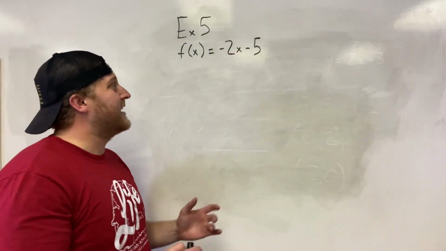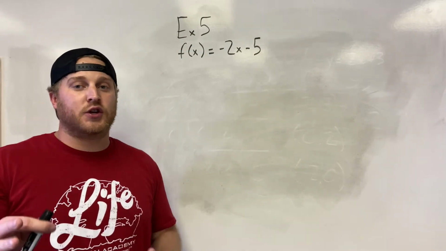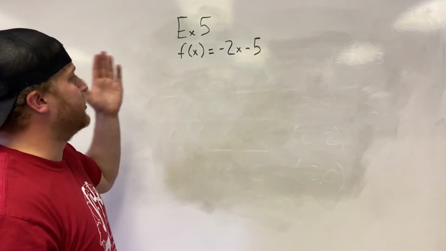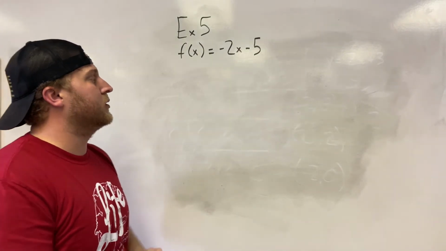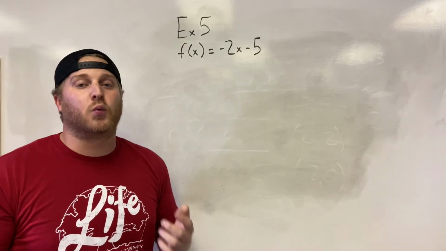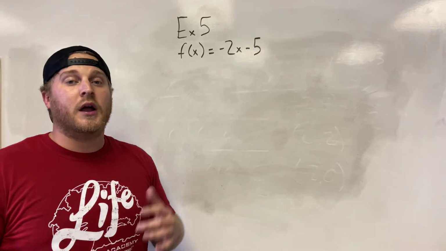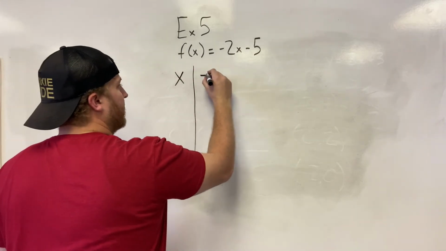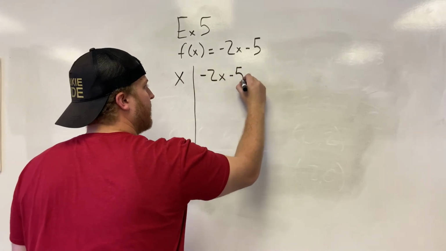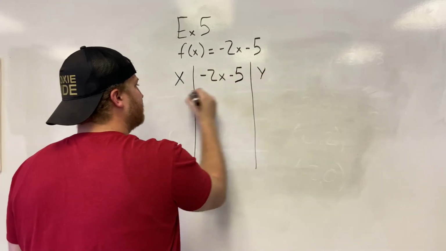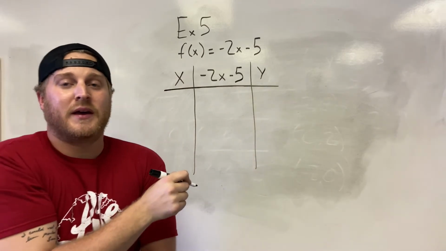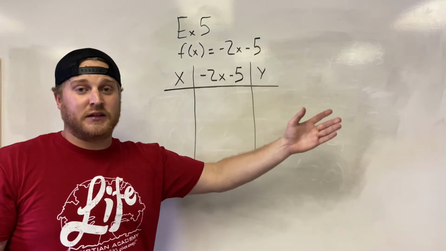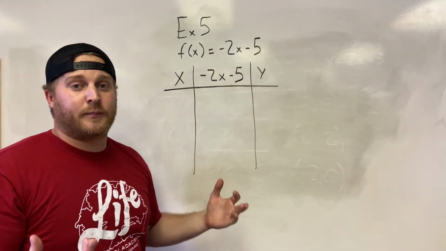All right, let's do our last example for this section and then you can start on your assignment. So example 5 is graph the linear equation f of x equals negative 2x minus 5. And again, we're gonna do this just like we did example 4 by creating a table. So we have x, negative 2x minus 5, and we have y. And again, we get to pick any 3 x coordinates we want because they did not give us any kind of list to use or anything like that.